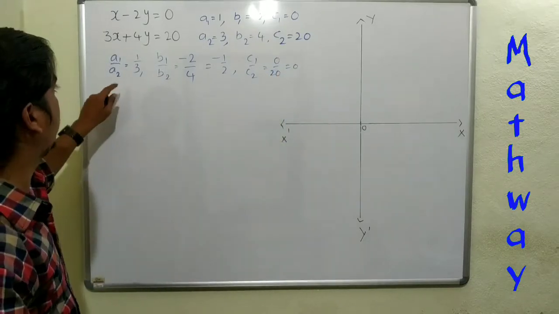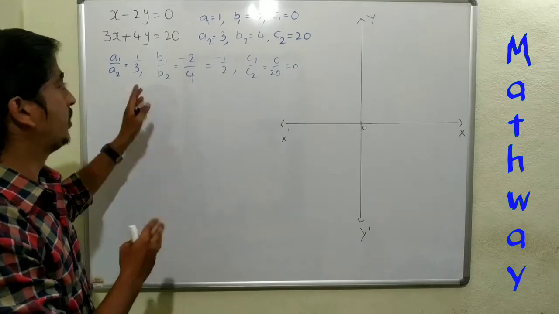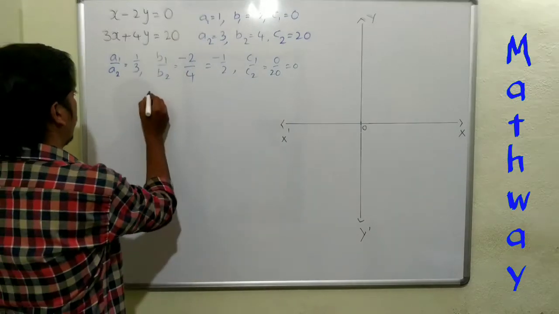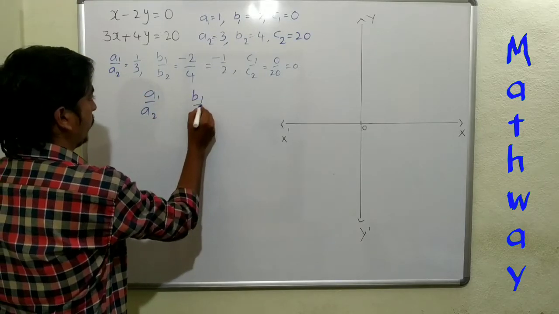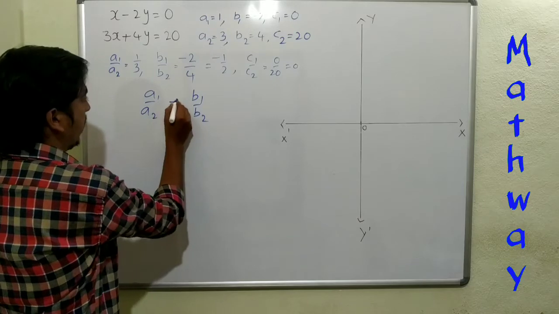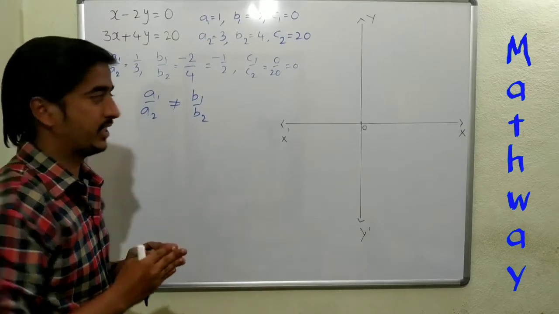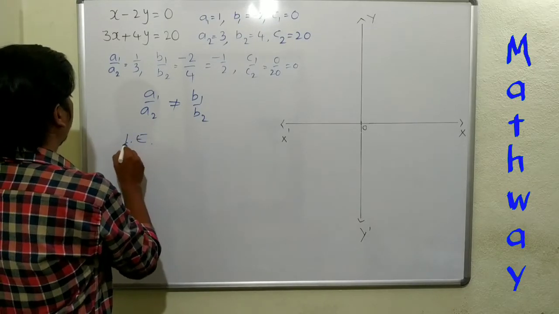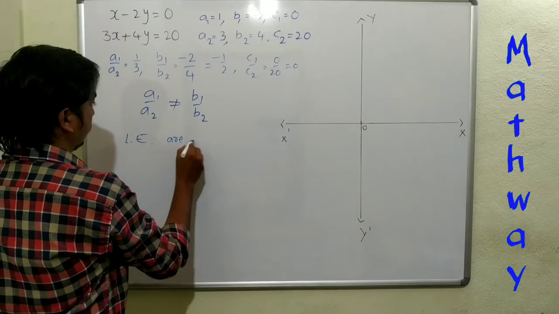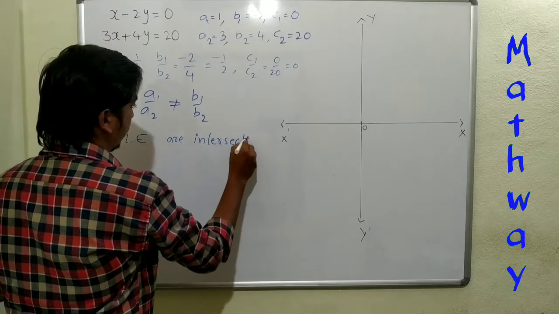Now let us see the ratios a1 by a2, b1 by b2, c1 by c2. They are not equal. First compare a1 by a2 and b1 by b2. They are not equal. If they are not equal, then they are intersecting lines. The given pair of linear equations are intersecting lines.